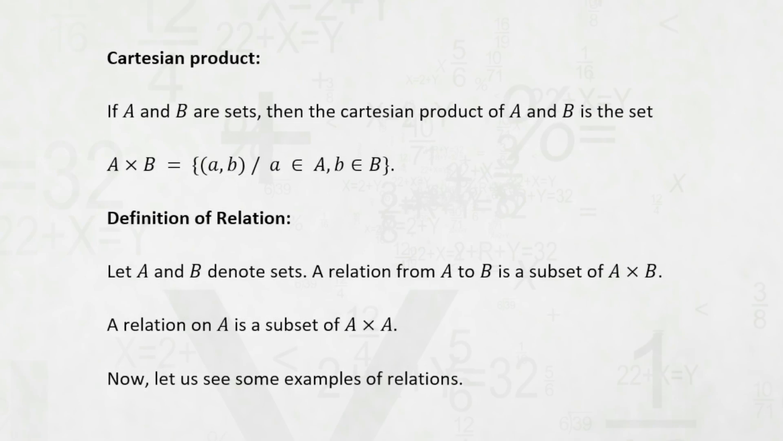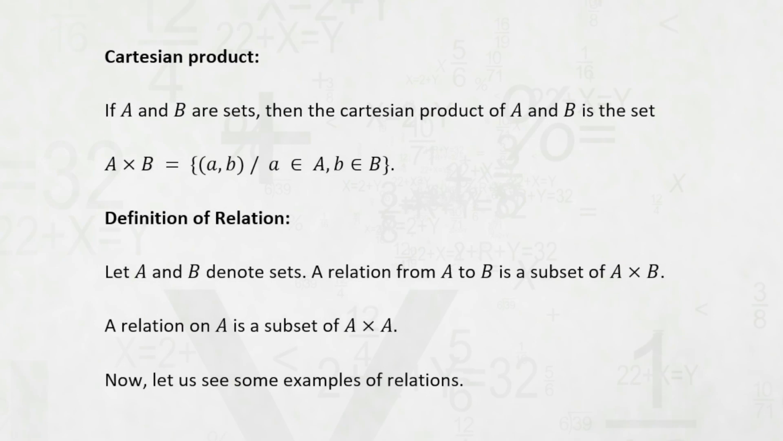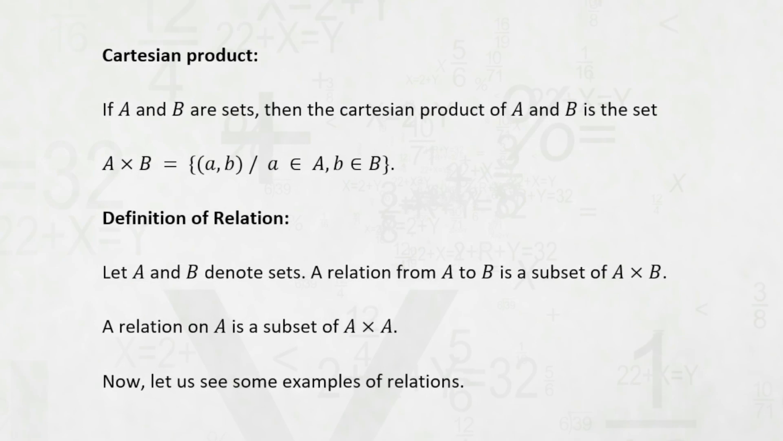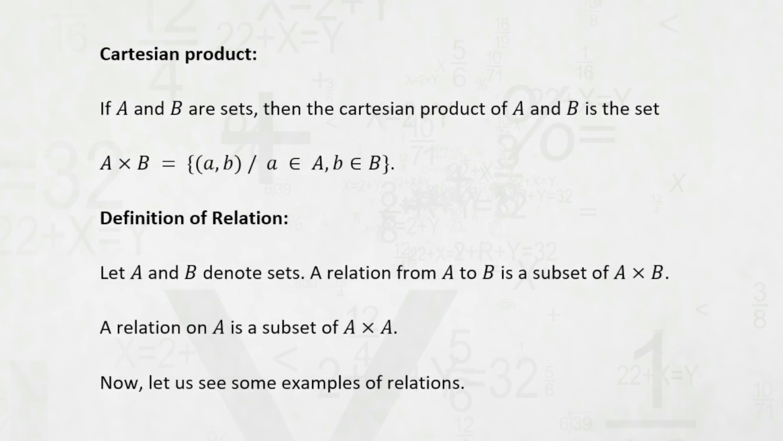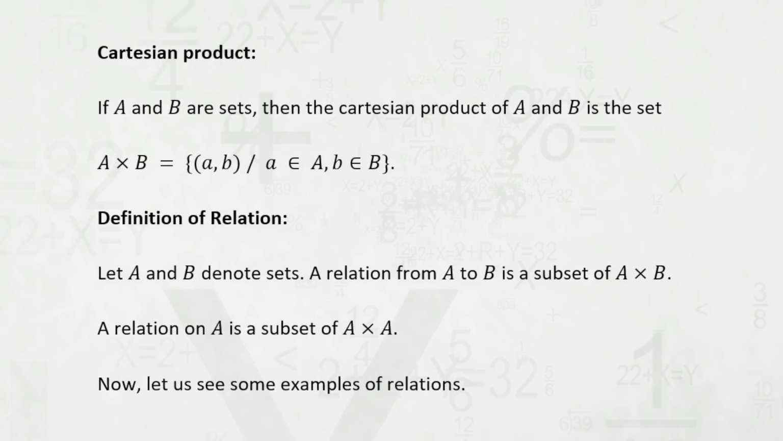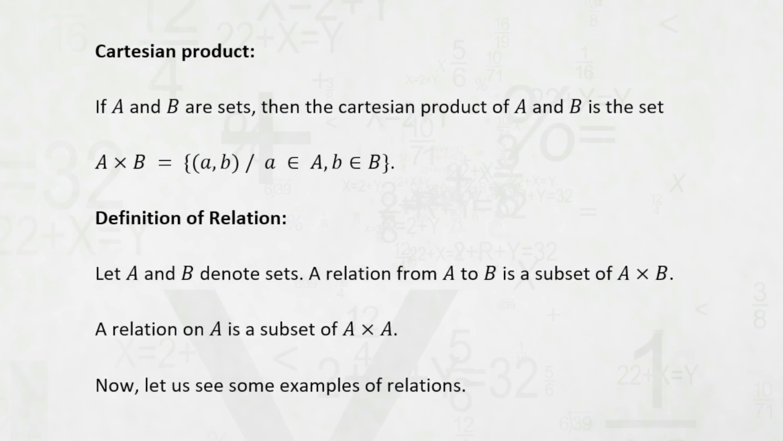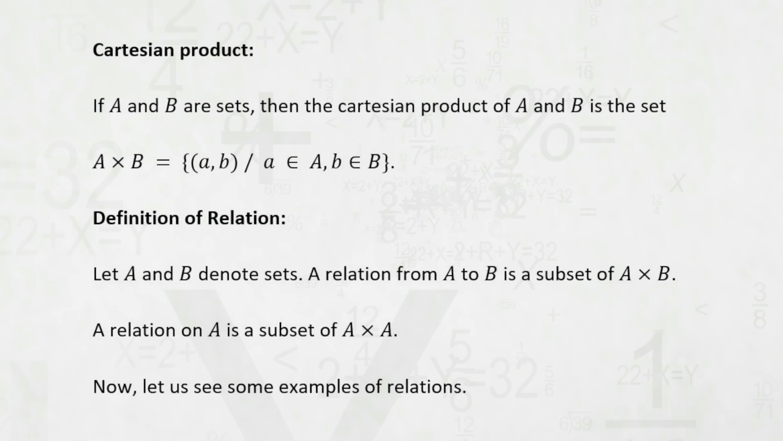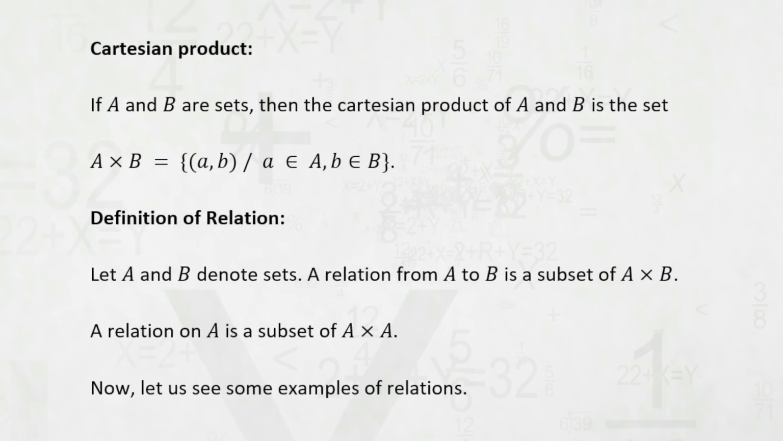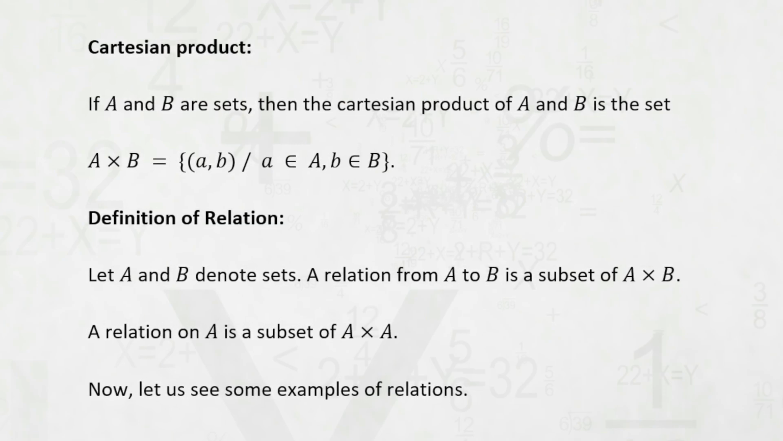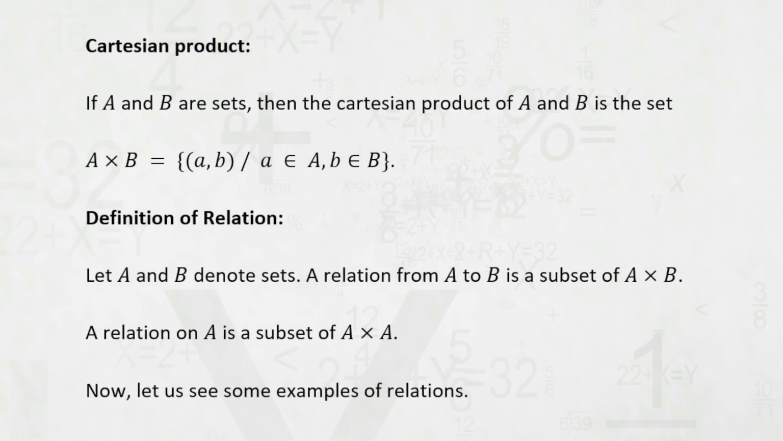The definition of a relation. Let A and B denote sets. A relation from A to B is a subset of A cross B. A relation on A is a subset of A cross A. Now let us see some examples of relations.